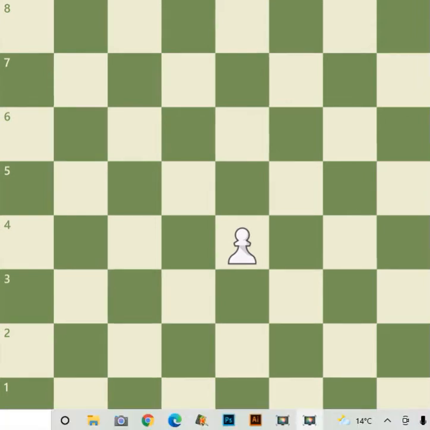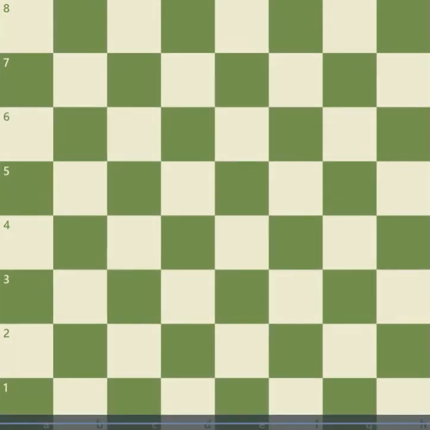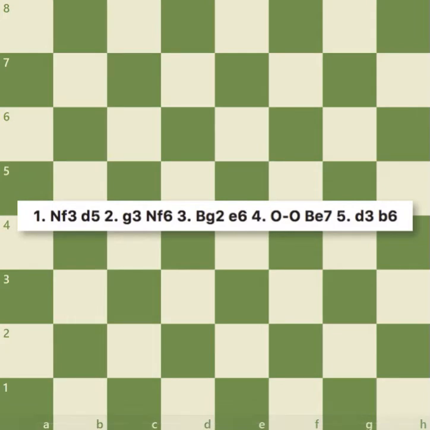This tutorial is about the language of chess. So let's start. In order to get better at chess, you will need to learn notation, which is often referred to as the language of chess.